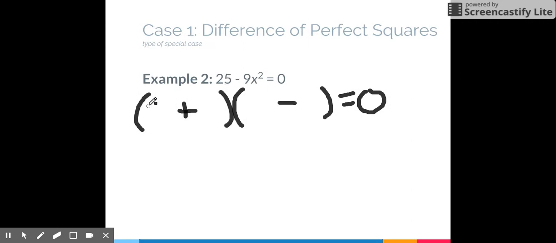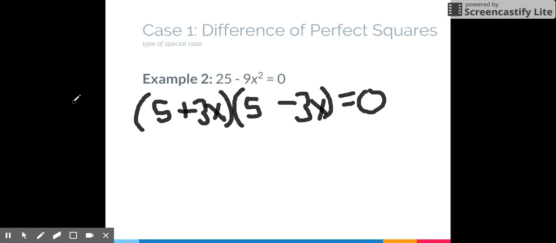So then we think, okay, we have 25. We get that from doing 5 times 5. And then we have 9x squared, which we get from doing 3x times 3x. At this point, if you're still unsure, just double check. 5 times 5 is 25. 5 times negative 3x is negative 15x. And we have 3x times 5, which is 15x. We get negative 15x plus 15x, which means we don't have a linear term. And we have 3x times negative 3x, which is negative 9x squared. And so we know we factored correctly.